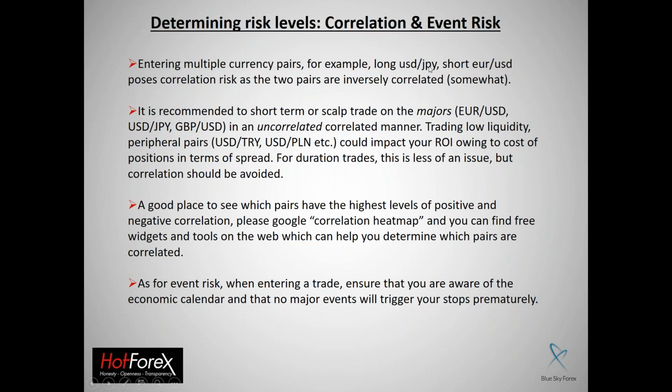But again, this should not take place because you're doubling up your risk. If you were going long USD JPY and long Euro USD, this means that you would be taking opposite positions on the USD. So please be very careful. Don't trade correlated pairs. A good place to see which pairs have the highest levels of positive and negative correlation is to Google correlation heatmap, and you can find free widgets and tools on the web which can help you determine which pairs are correlated. This is a very helpful exercise, so please do it when you are about to start trading.